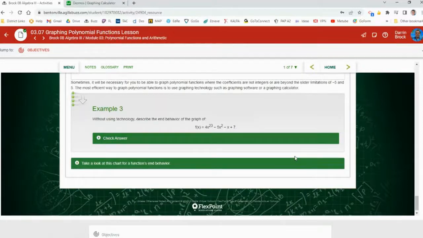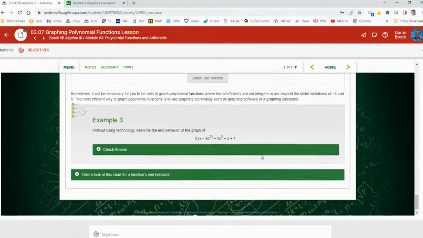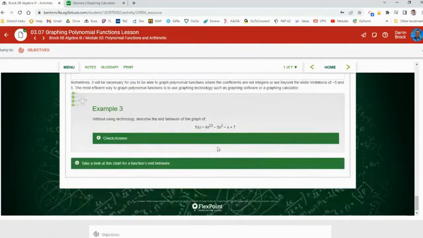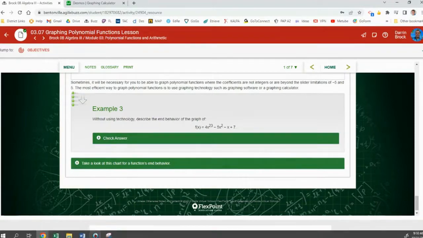And now it wants to know about end behaviors. This is a good one. If we have f of x equals 4x to the 23rd power minus 5x squared minus x plus 7, what is the end behavior? It's like, what do you mean by end behavior?